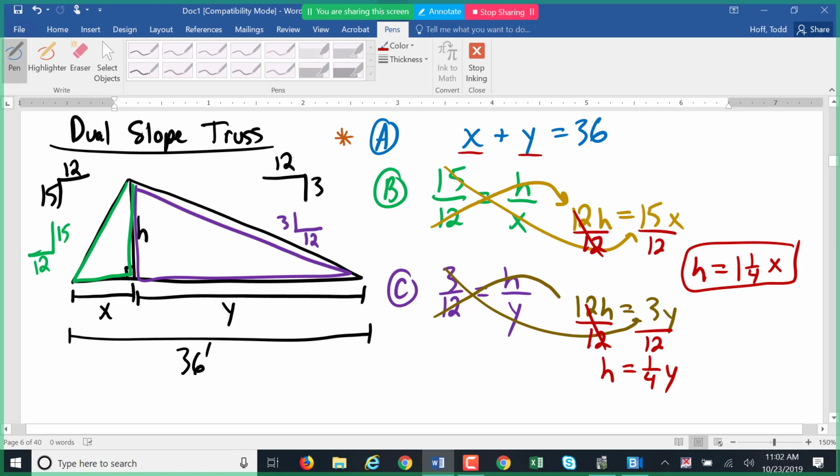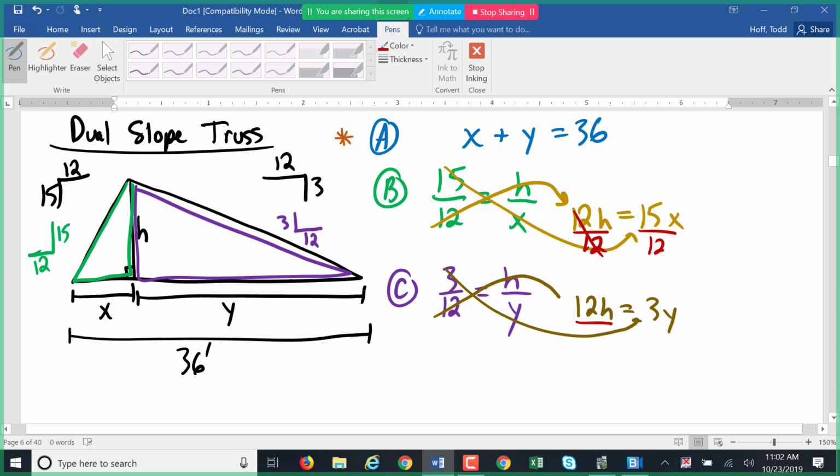Now, if I try to substitute them back into the equation, that's not going to work out so nicely. I have x and y, not 1 1/4 x and 1/4 y. So it tells me I solved these the wrong way. I want to get just x. So what I should have done is divide by the 15 to get that x is equal to 12 over 15, which is 0.8h. Dividing by 3 here would give me that y equals 4h.